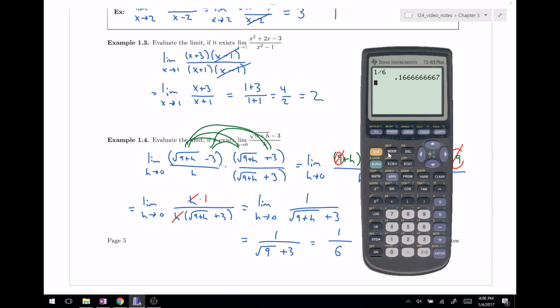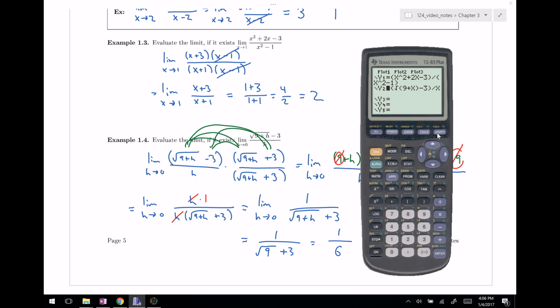that's 0.1666 repeating essentially. So again, I went ahead and I plotted this. So I'm going to go ahead and turn that one off, turn this one on. And so my y2 value is the square root of, and now the calculator doesn't really graph with h's, right? It graphs with x's. So that's why I used x here. So the square root of 9 plus x minus 3 all over x.